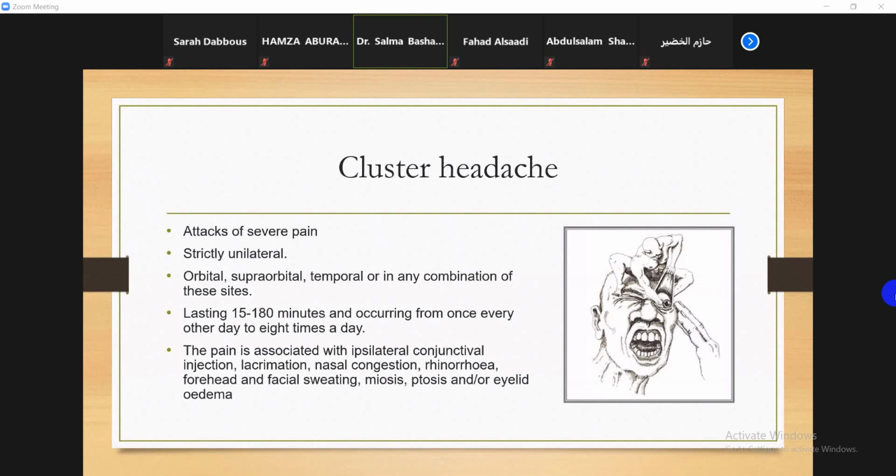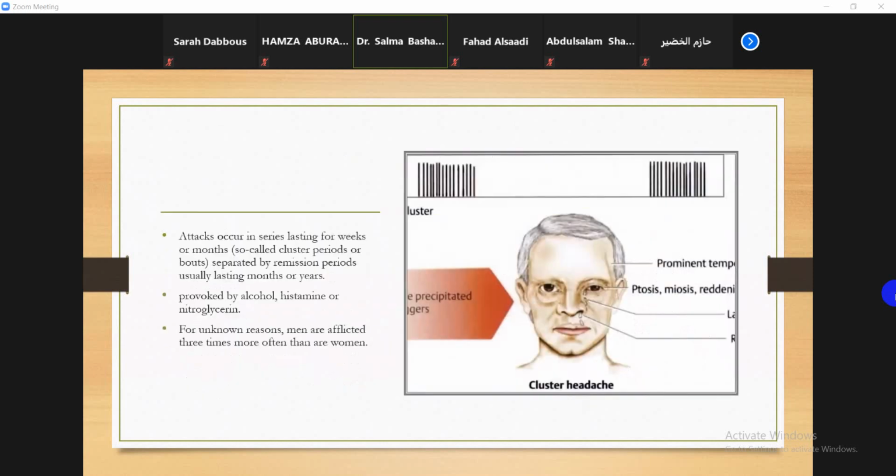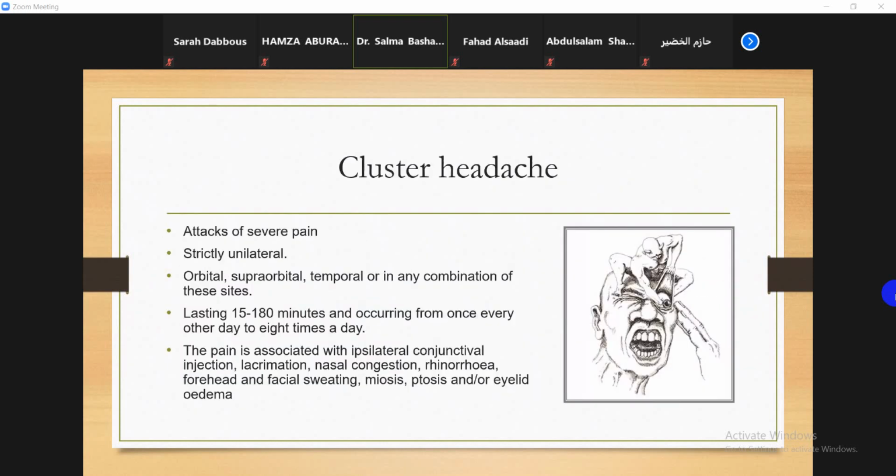So if you have a patient with very, very severe attacks of pain, mainly on one side, the eye, involving the orbit, lasting for a few minutes to a few hours in duration with ipsilateral autonomic manifestation, then think about a cluster headache.